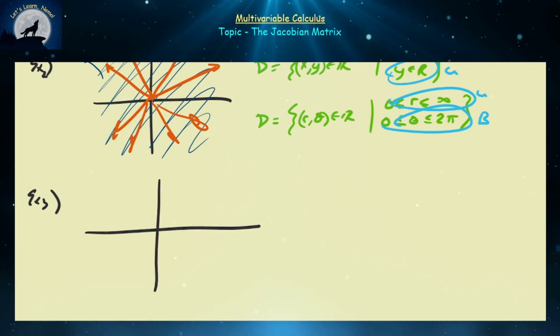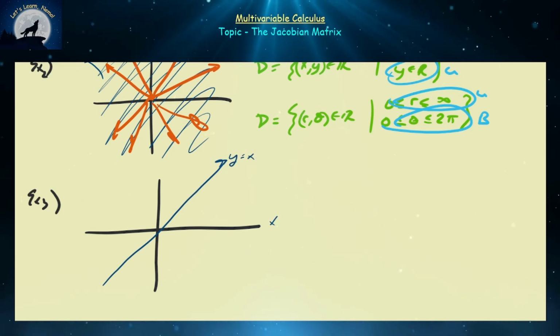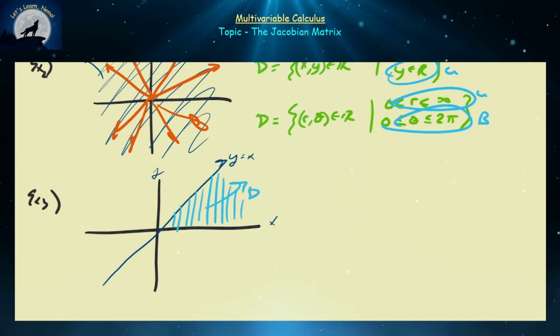So let's assume that our region now has this curve y equals x, and this y. And let's assume that we want pretty much this infinite triangle. Let's assume that's D. So how would you represent this in rectangular coordinate systems?